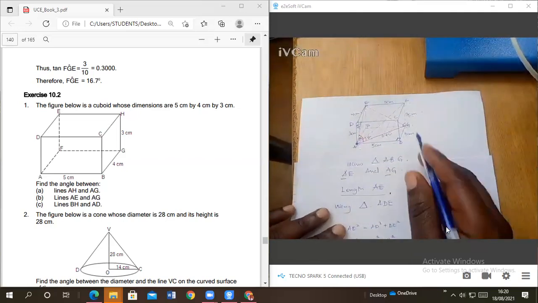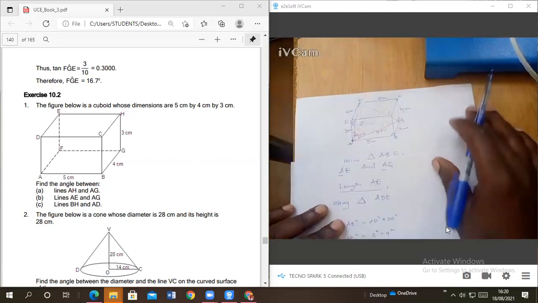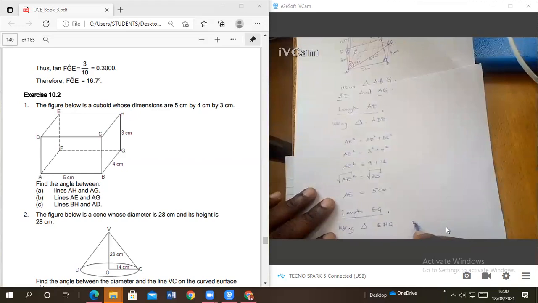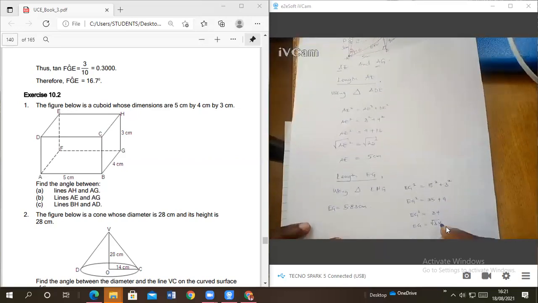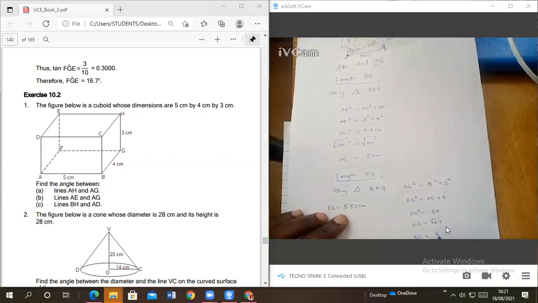So I'm going to use Pythagoras theorem here. It means that EG squared is equal to 5 squared plus 3 squared. Is that what you did? Yes. 25 plus 9, what do you get? 34, and EG is equal to the square root of 34, which is 5.83 centimeters.